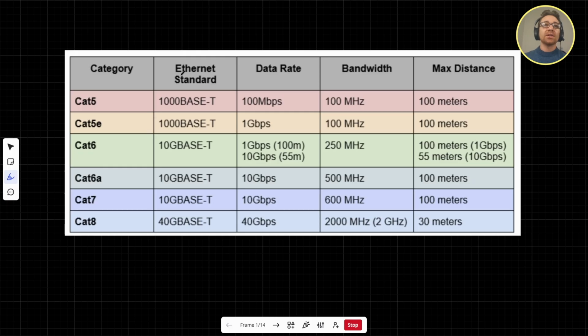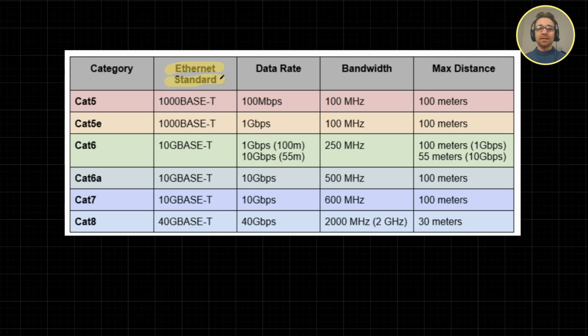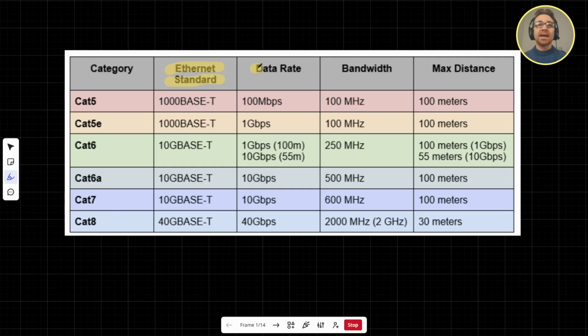We need to know the Ethernet standard, and that's basically a way of saying the speed that the Ethernet cable is capable of supporting. It's the name of a standard, and that standard represents the speed that cable is capable of supporting. We need to know what the data rate is, which is basically the speed it can support. We need to know the bandwidth, which is how much data it can allow to flow at one time.